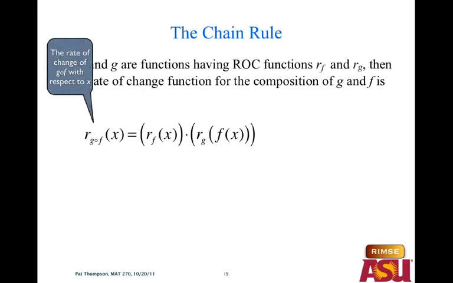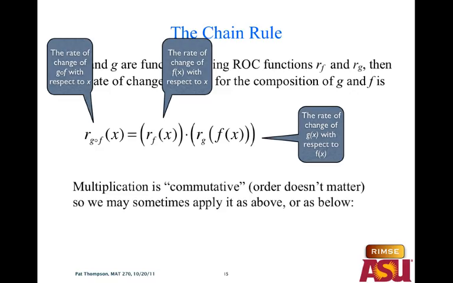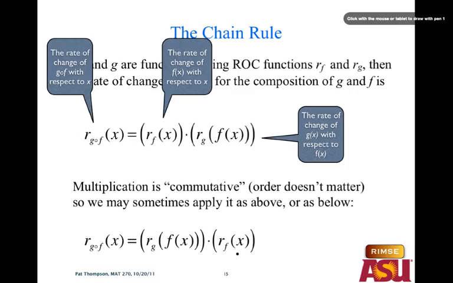So the rate of change of the composite with respect to x is the rate of change of f with respect to x times the rate of change of g with respect to f. Multiplication is commutative, so when we use this rule, we often use it in reverse. We do the second one first. But conceptually, this comes first.